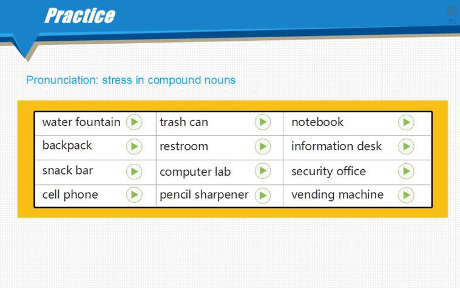Water fountain. Backpack. Snack bar. Cell phone. Trash can. Restroom. Computer lab. Pencil sharpener. Notebook. Information desk. Security office. Vending machine.